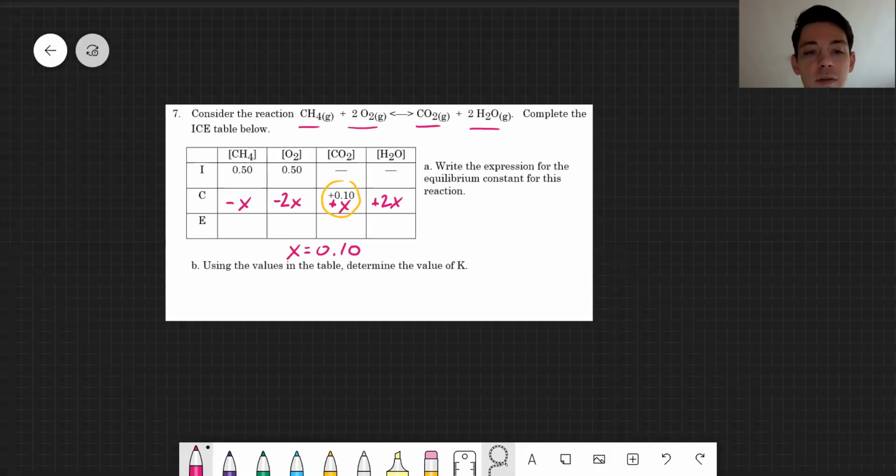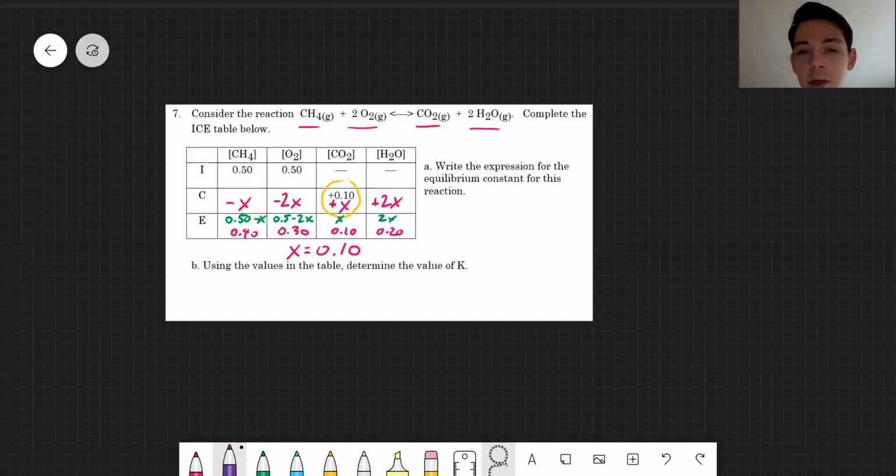Okay, so the end value for CH4 is going to be 0.5 minus x, or 0.4. Okay, O2, 0.5 minus 2x, or 0.3. CO2 is just x, or 0.1. And H2O is 2x, or 0.2. Okay, I think that's the hard part.